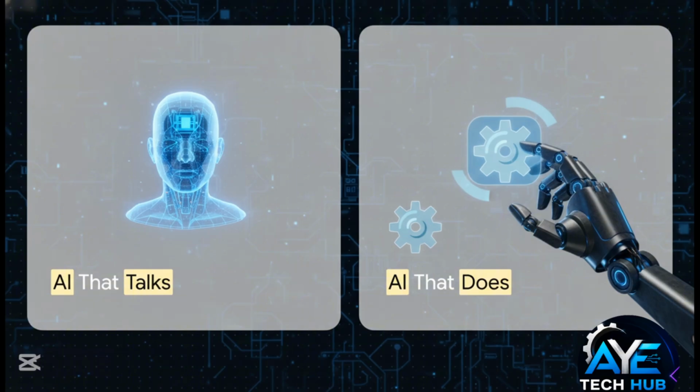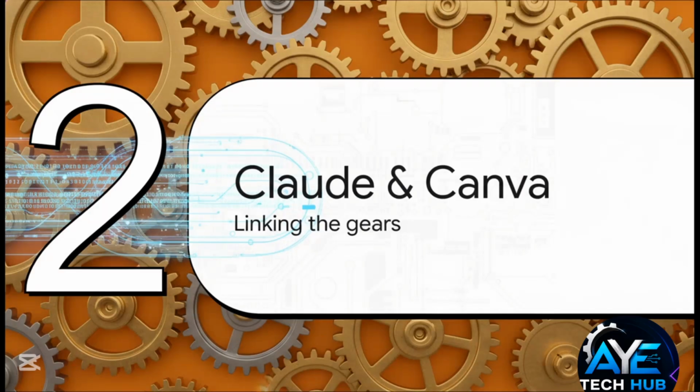On the left, we have AI that talks. This is your standard advice-giving chatbot. It's smart, sure, but it can't actually touch your real-world tools. But on the right, that's our goal, AI that does. By utilizing connected infrastructure, Claude becomes a mechanical system that literally opens your applications and executes the physical labor for you.